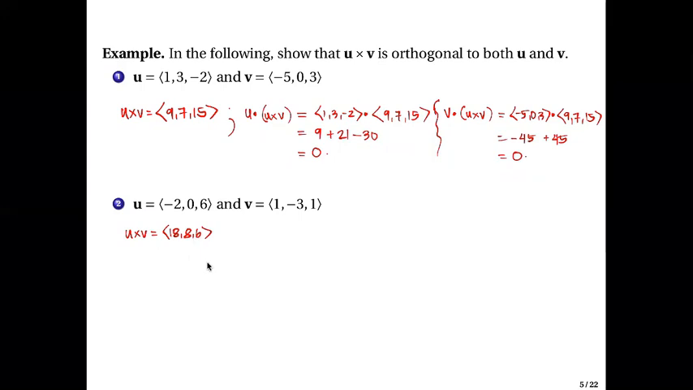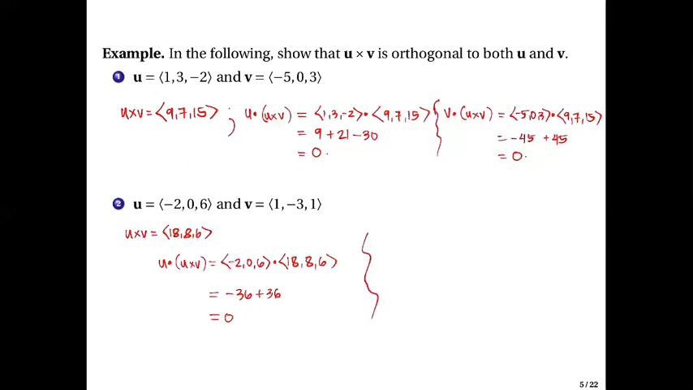Let's use the other example and show that it's also the case. So you have U dot U cross V. You have negative 2, 0, 6, dot with 18, 8, and then 6. So this is equal to negative 2 times 18, that's negative 36. Then you have 0. And then you have 6 times 6, that's plus 36. So indeed, this is equal to 0.